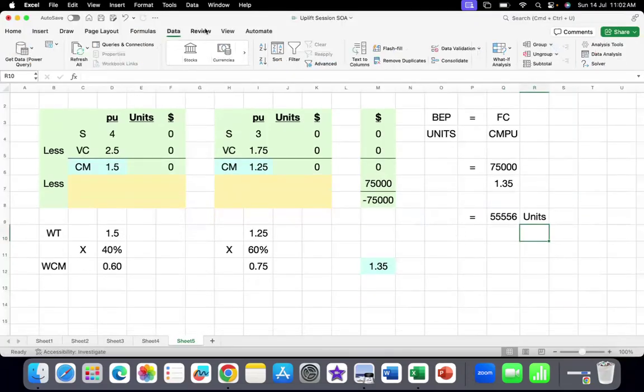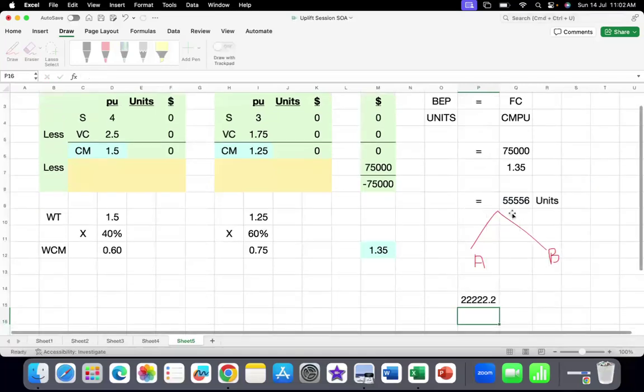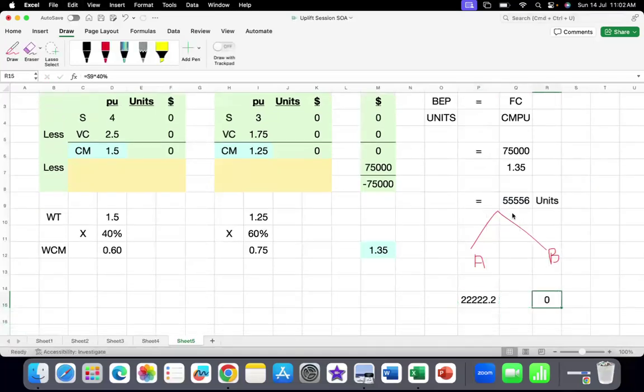Now you will have to divide these units into A and B, based on the proportion you have. So this into 40%, and the same value into 60%.